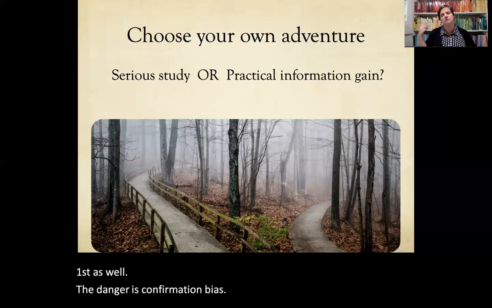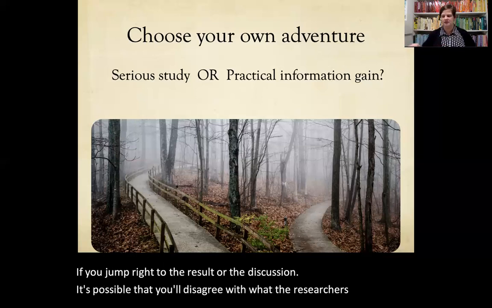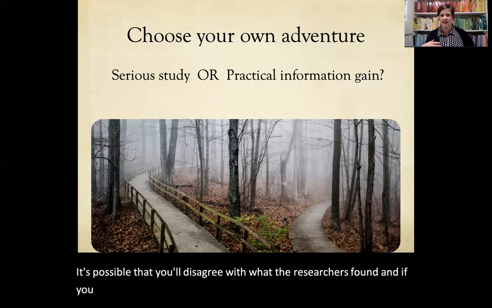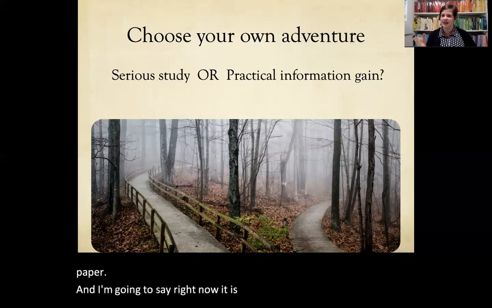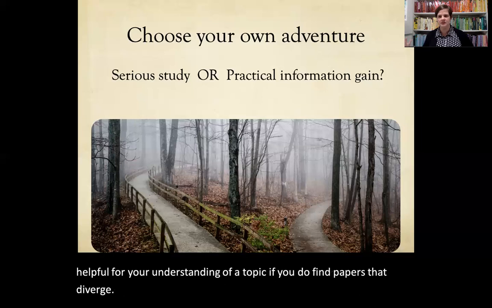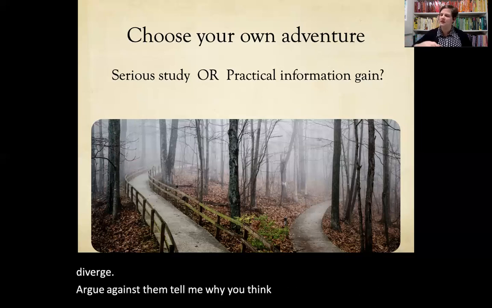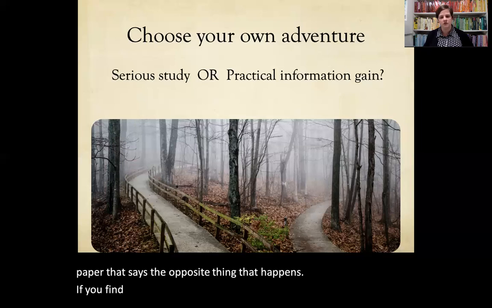If you jump right to the results or the discussion, it's possible that you'll disagree with what the researchers found. And if you do, you may decide that that paper isn't important for your research paper. But I'm going to say right now, it is far more interesting and more helpful for your understanding of a topic if you do find papers that diverge. Argue against them. Tell me why you think it's wrong. Show me another paper that says the opposite thing. That happens.